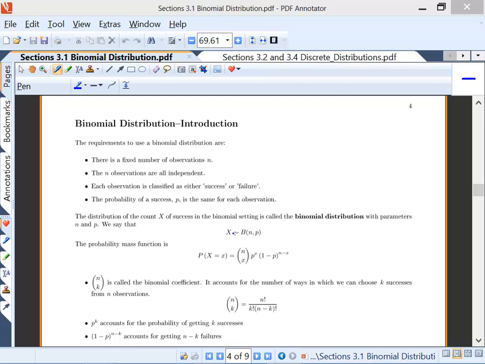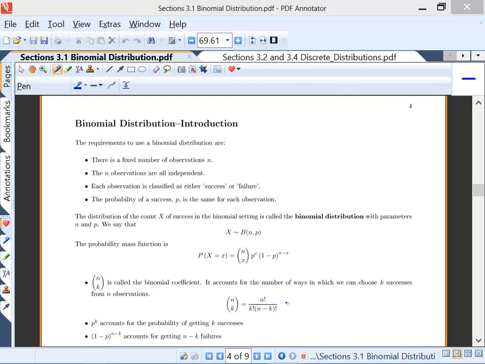So this means our distribution sign, the little tilde, and B for binomial. This is our probability mass function. This is the formula that we'll use. What does this symbol, the n and the x in the parentheses, mean? It's the combination. Okay, p to the x, 1 minus p to the n minus x. So our n choose x is the binomial coefficient. It accounts for the number of ways in which we can choose k successes from our n observations.